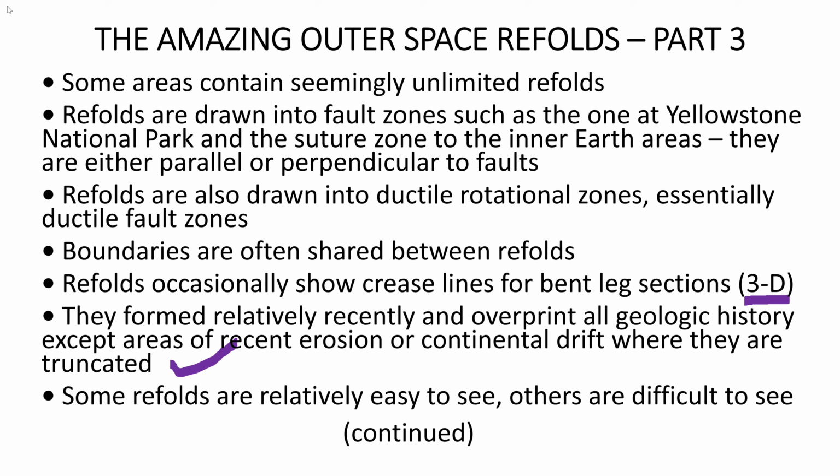Like the refolds were more easily seen, and then I hit a zone where the zone follows the general trend of the formations. And I think it was non-rock, it was sediments, and I couldn't make out the zone there where the refolds are. So that's the case, but basically everything's overprinted. You can see that, just only erosion. So it's almost like defying science. Very, very strange. Some refolds are relatively easy to see, others are difficult to see.